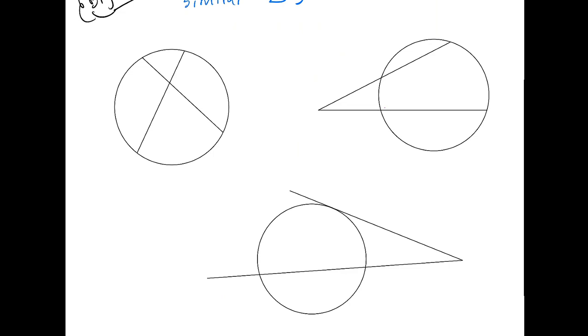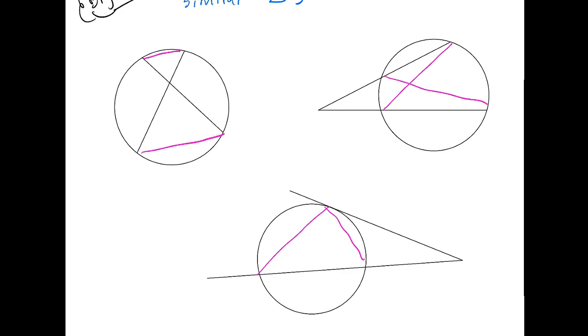Basically, you just add a few lines. Those two triangles are similar. You add these two lines, those two triangles are similar. You add these two lines, and those two triangles are similar. So that's what we're going to investigate right now and come up with some shortcuts that you can copy down and reuse.